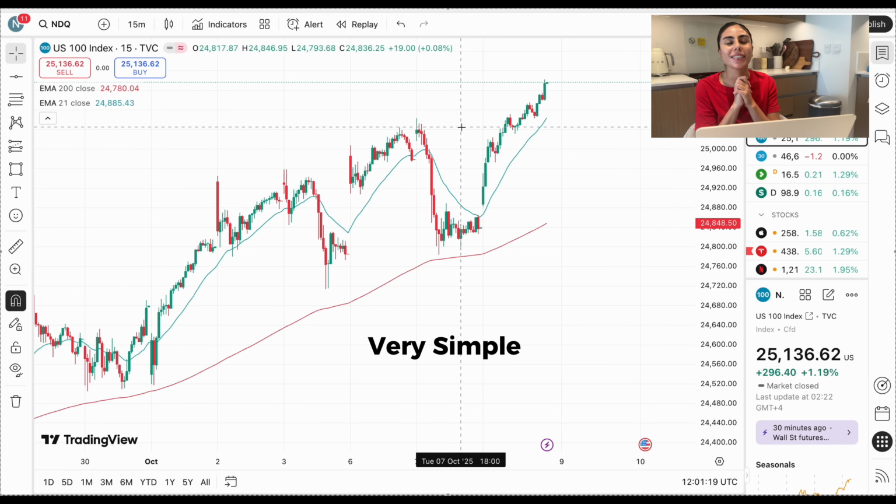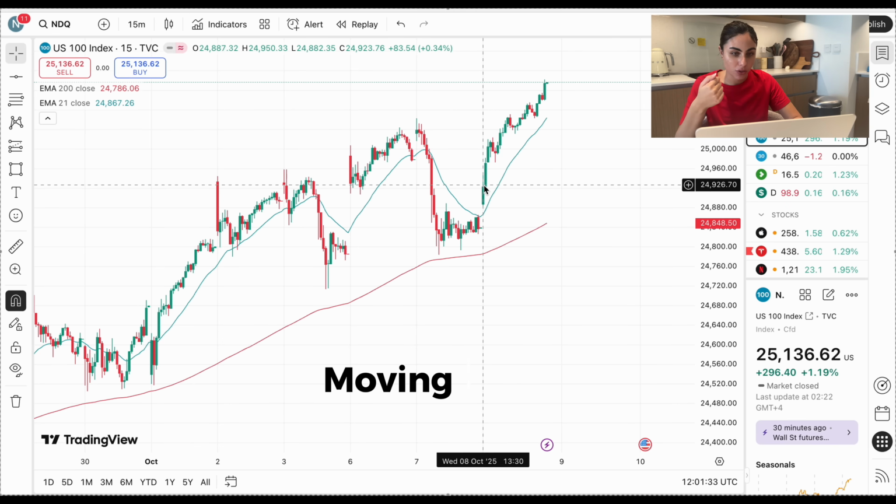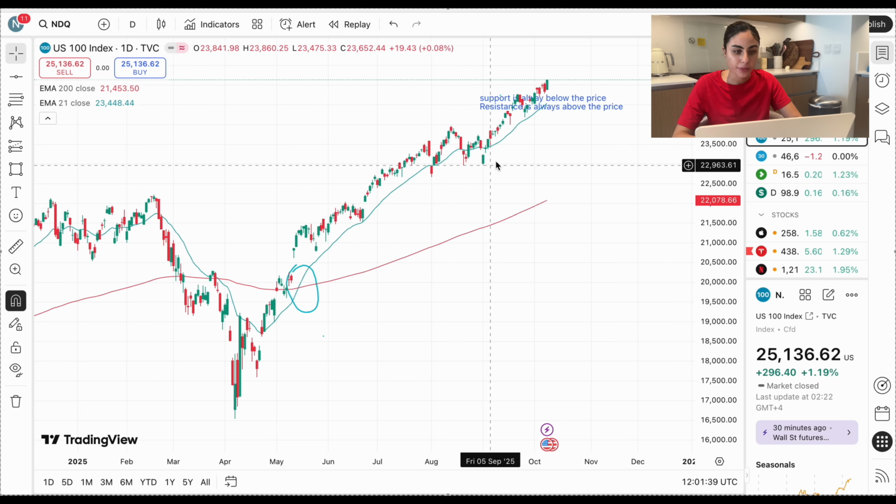And my strategy is very simple. It's not complex. Literally, it's just support and resistance, and I have a second confluence, which is the moving average, which is this blue line and red line over here. Let me just put it on the daily just so we can set ourselves up. Okay, so let me just remove this.